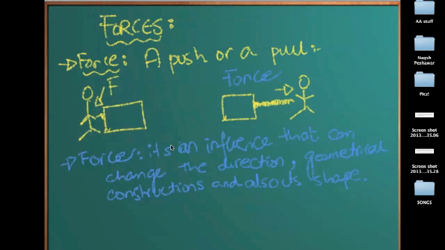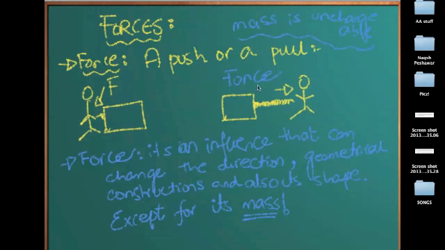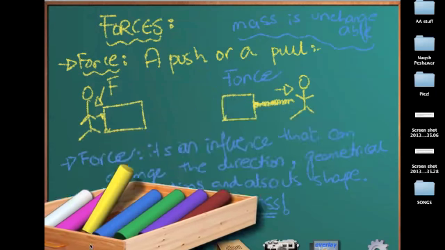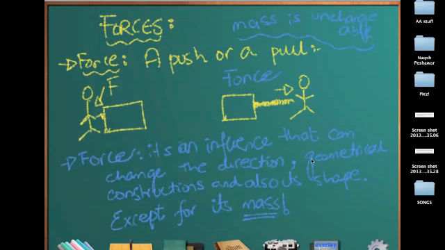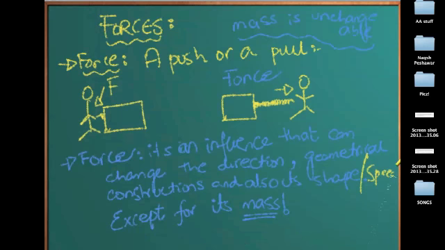or its speed, and any quantity that is related to an object's motion. A force can change that, except for its mass. A force cannot change an object's mass. Mass, remember, is unchangeable. So this is force. Now let's see some examples of how it's changing. First the direction, then the geometrical construction, and then the shape and speed and everything else.